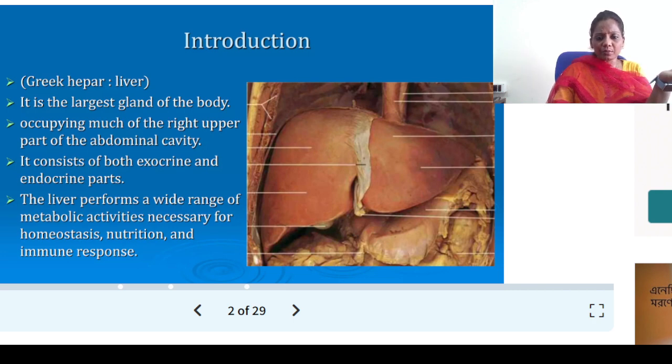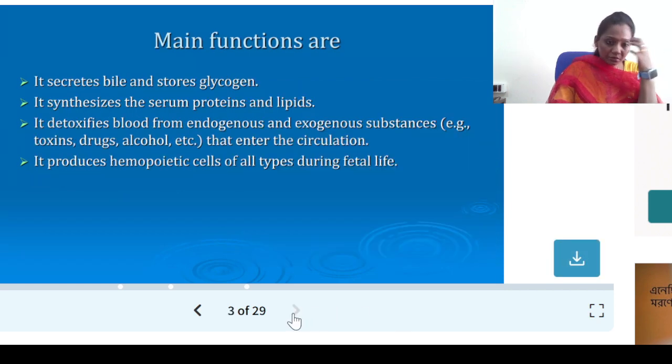When we speak about the main functions of the liver, on the posterior aspect of the liver we have the gallbladder, which secretes bile, which is necessary for the digestion of food. The liver also helps in the storage of glycogen, and it synthesizes serum protein and lipids.